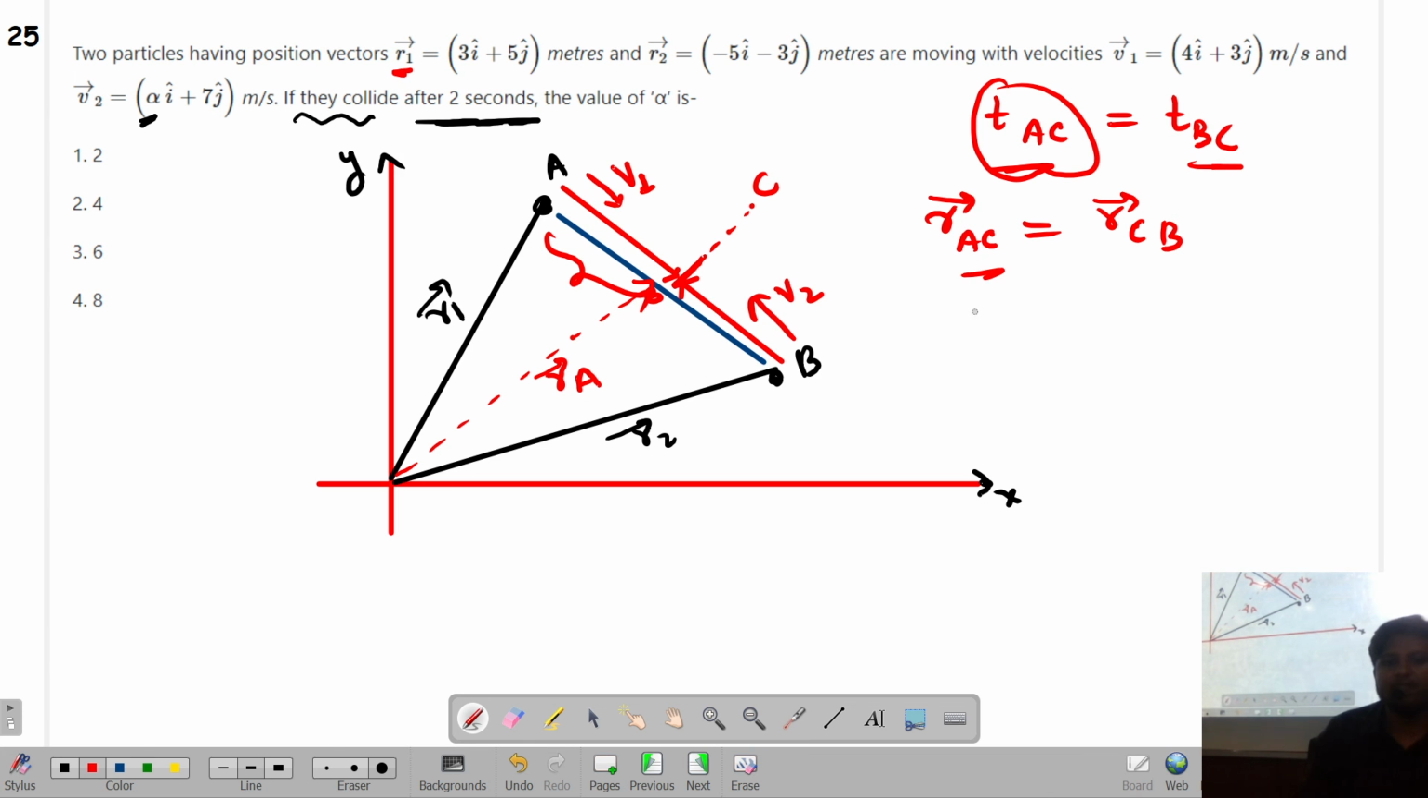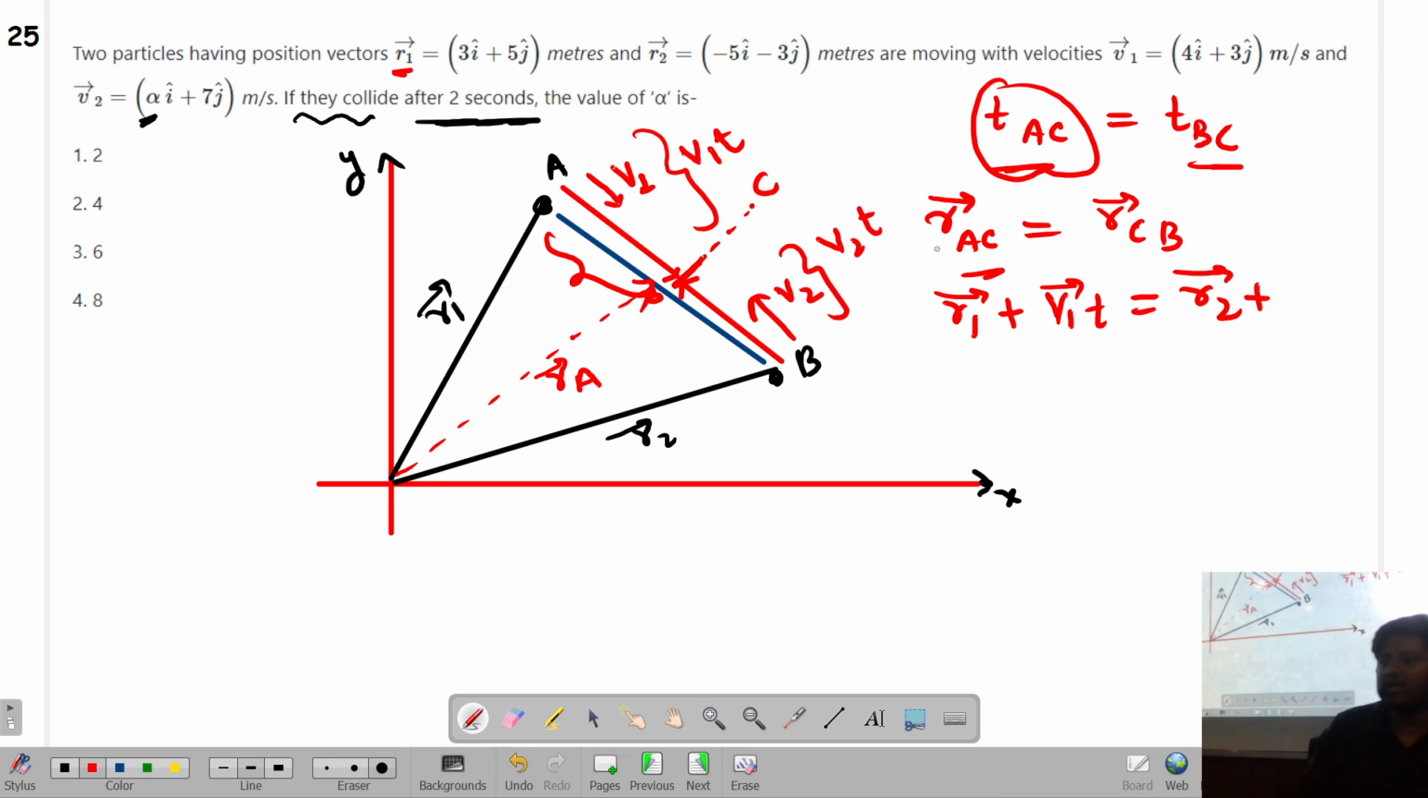Now look over here. R for AC is going to be what? R1 vector plus what is this distance? V1 into time t, yes or no? Plus velocity vector V1 into time t. And that should be equal to what? R2 vector plus what is this distance? V2 into time t, yes or no? So velocity vector V2 into time t. Got it or not? Easy. Now it has become easy or not?